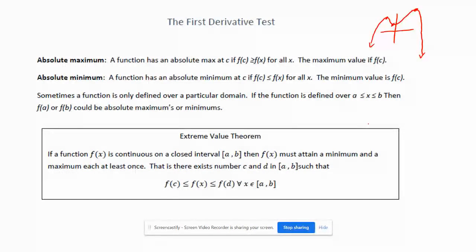And there's something called the extreme value theorem as well. What this says is that sometimes a function is only defined over a particular domain. If the function is defined over a to b, then f of a or f of b could be the absolute max or min. So let's look at the same function we had over here. I'm just going to sketch this one again, but let's suppose it was only defined from a to b.